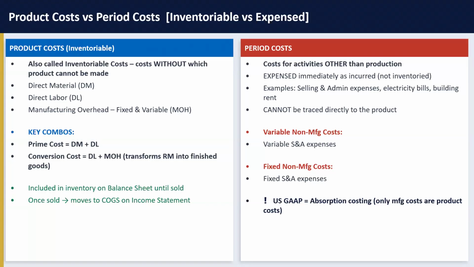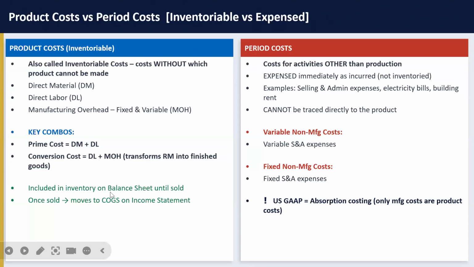For example, the selling and administrative expenses, electricity bills, building rent, all of them. And they cannot be traced directly to the product. That is the main thing. You can't trace them directly to the product, and they are not so essential for the production process. These just support us in producing the products. Then, under the period costs, we have variable non-manufacturing costs and fixed non-manufacturing costs. As usual, both variable and fixed, we are going to expense them immediately.